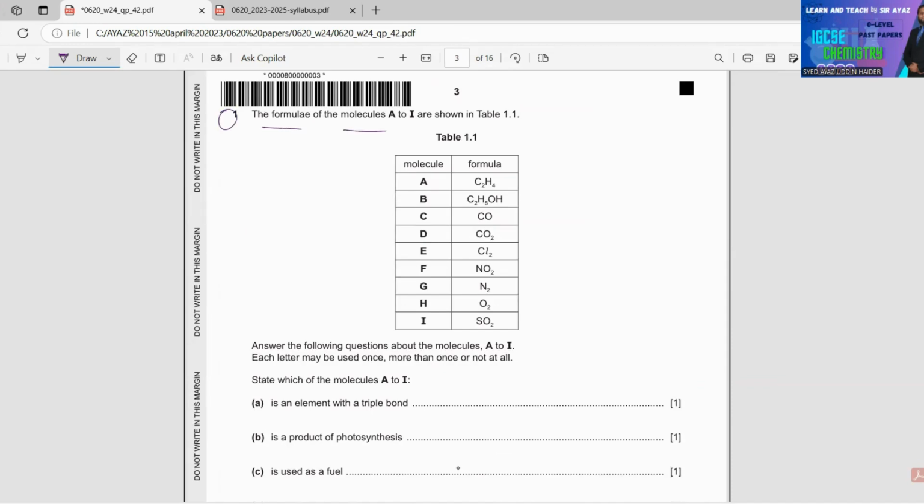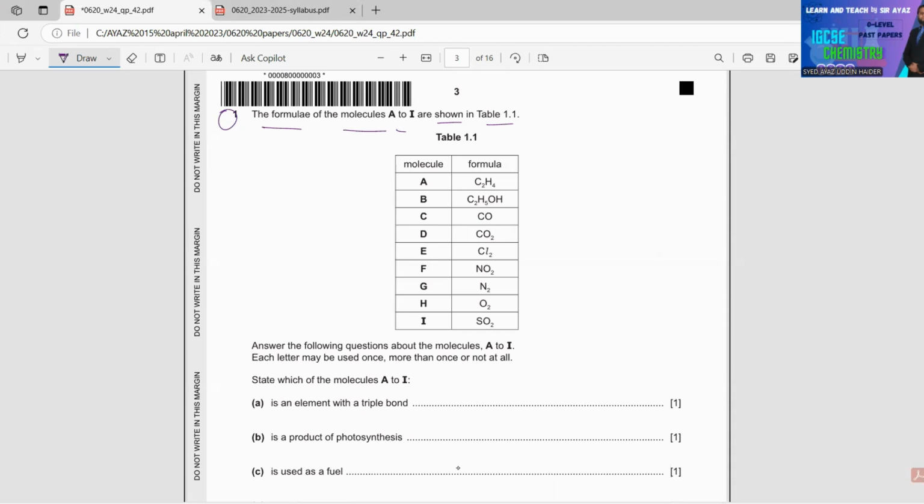The formulas of the molecules A to I are shown in table 1.1. A C2H4, B C2H5OH, C CO, D CO2, E Cl2, F NO2, G N2, H O2, I SO2. Answer the following questions about the molecules A to I. Each letter may be used once, more than once, or not at all. State which of the molecules A to I: A is an element with a triple bond.